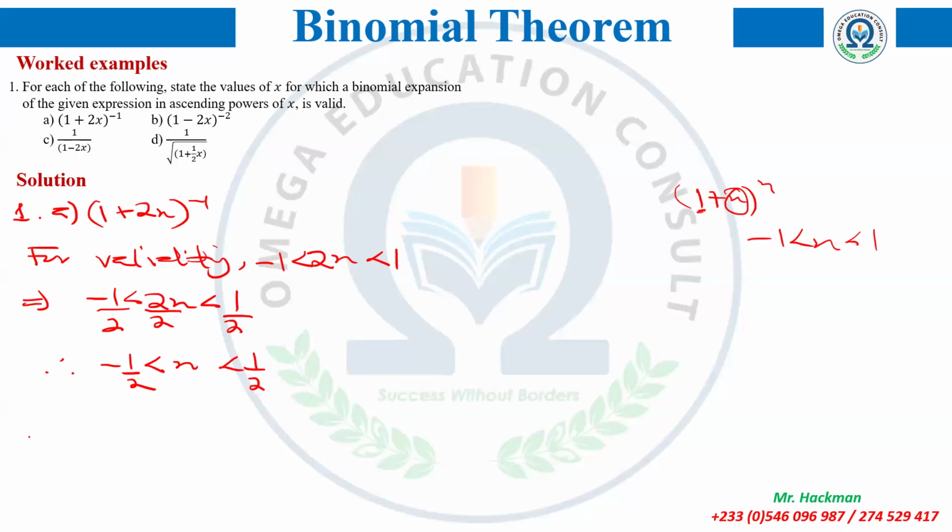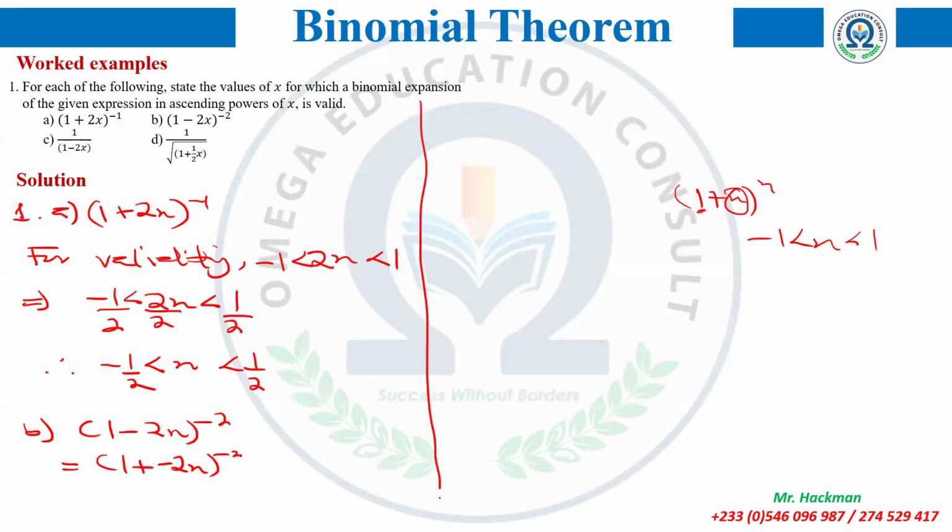Okay, then B, what do we have? So B, look at what is going to happen. It's basically the same thing. So you have been given 1 minus 2x to the power -2. For validity, we are not interested in the power. We are interested in the first term and what is being attached to the first term. So in actual fact, the validity one comes with plus. So I'm going to write this one as plus -2x, to the power -2.